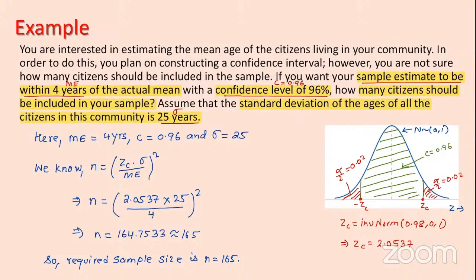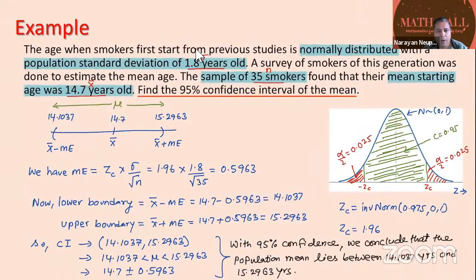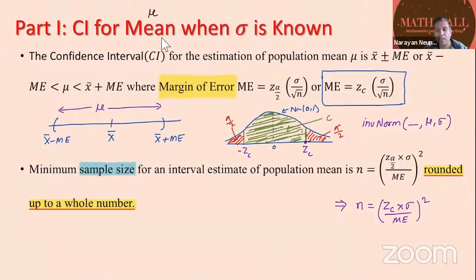Okay, good. So you can see that in these two examples, one thing was true. In both of them, this population standard deviation sigma is given. Even in the first one, the population standard deviation sigma is given because we were looking at the confidence interval for the mean when sigma is known. When we say sigma, it is the population standard deviation.